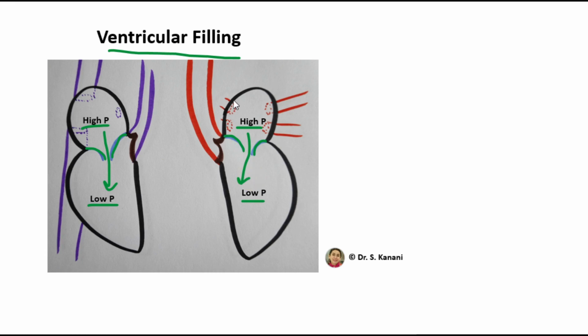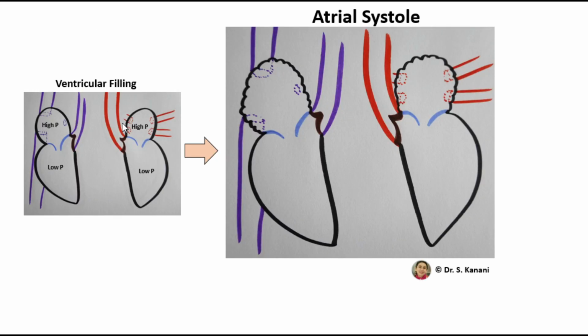Note that at this point the entire heart is relaxed, none of the chambers contract. Most volume of blood that ventricles receive from atria would be during ventricular filling. However, at the end of ventricular filling, we notice that atrial walls contract. As soon as atrial walls contract, we switch to a phase that is called atrial systole.